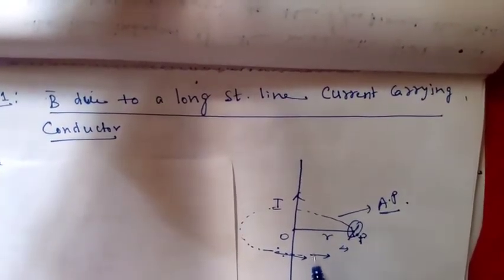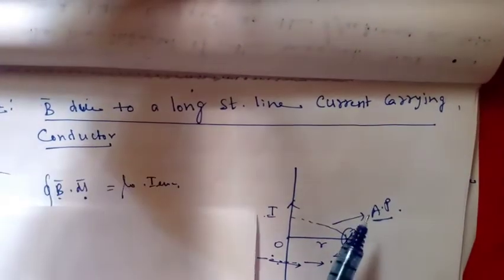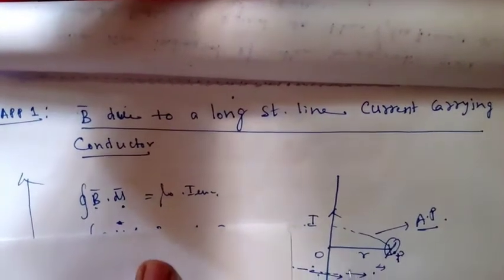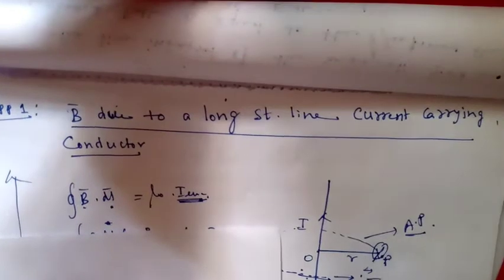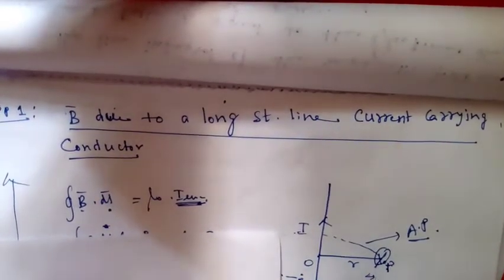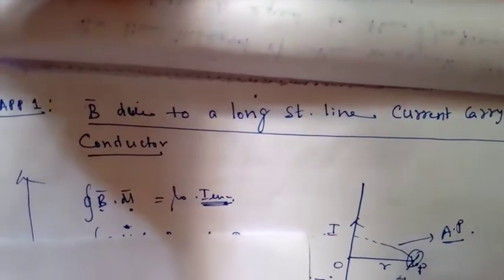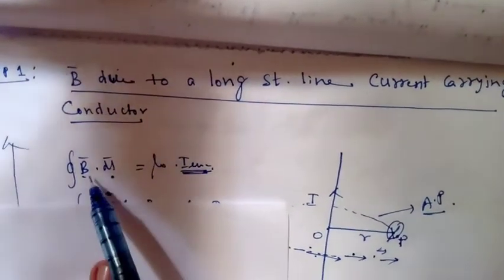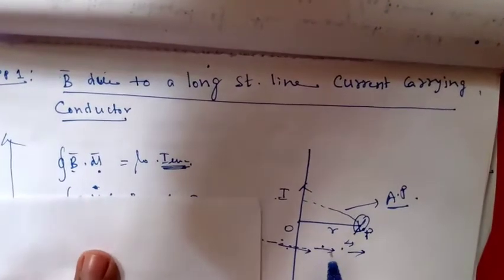Now we apply Ampere's circuital law for this Amperian path. That is, closed integral B dot dl equals mu 0 times I enclosed, where I enclosed is the current enclosed by the Amperian path. Here we choose a circular Amperian path. Magnetic field B is the same at each and every point on the path, and the direction of the magnetic field is tangential at each point of the path.